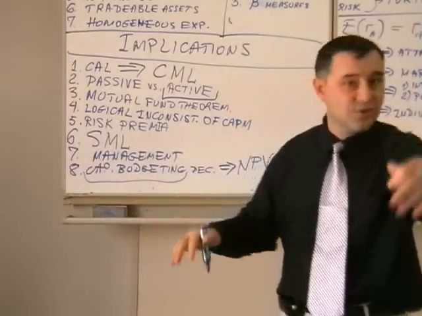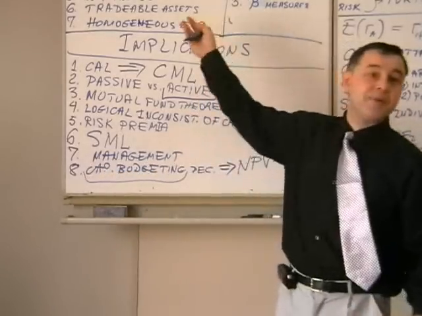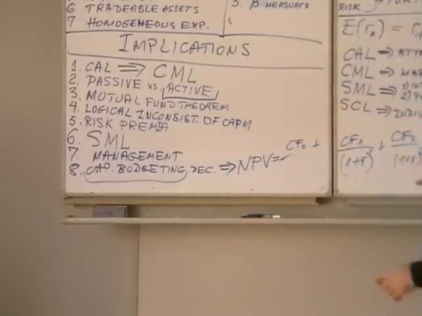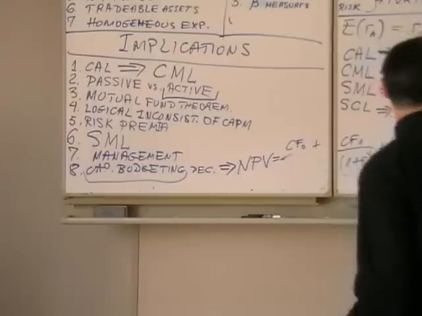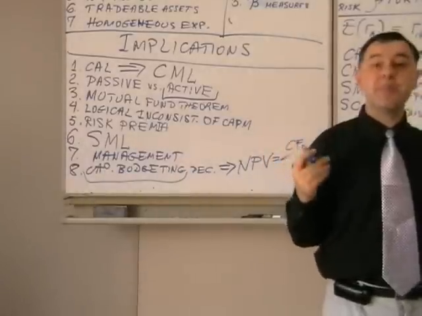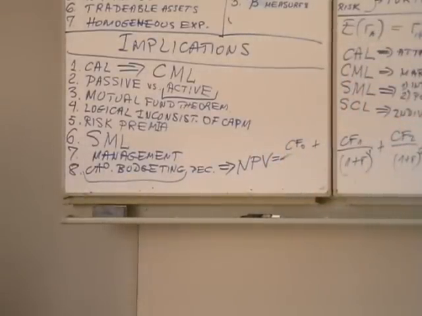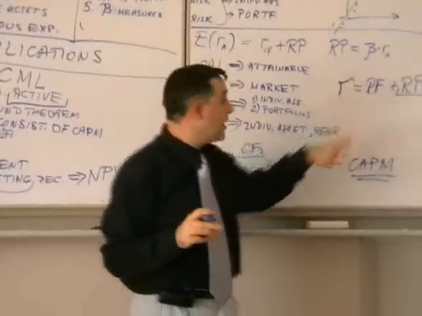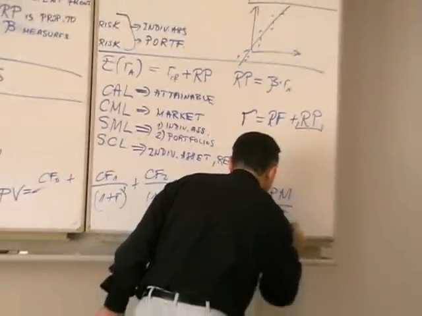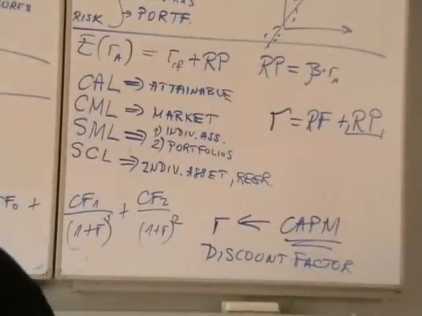I'm just explaining where the capital asset pricing model enters. R itself will have a risk-free component and a risk premium. So, essentially, the capital asset pricing model is used to compute this portion, the R, the discount factor. All right, so let's see what's next.